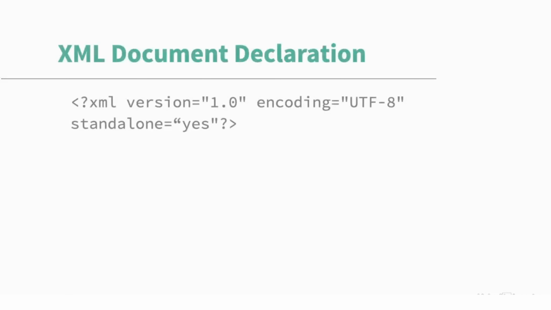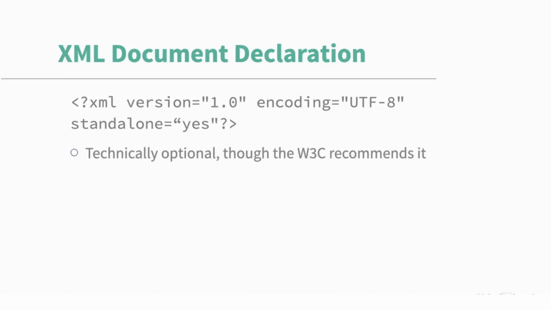The document declaration looks like this. It's an opening bracket with a question mark, followed by the letters XML, and then a version and encoding, and then an optional standalone declaration. Now, this document declaration is technically optional, but the W3C recommends using it. You can make XML documents that don't include this. I don't recommend it, though. It's always a good idea to include the document declaration.